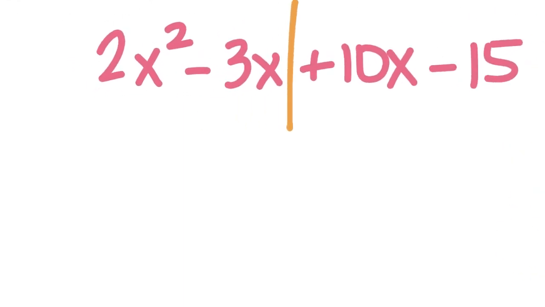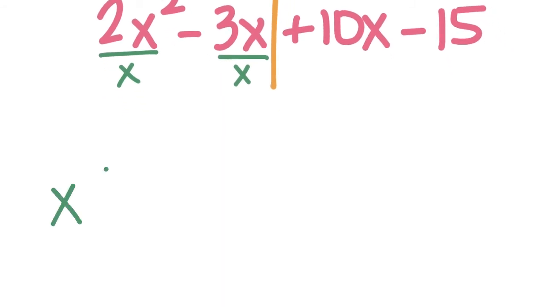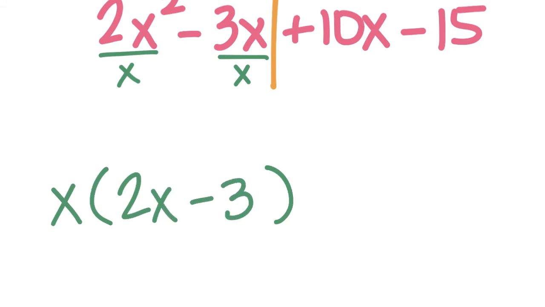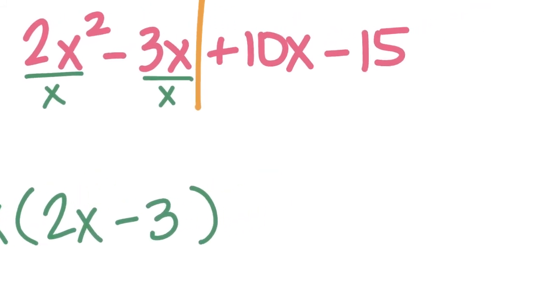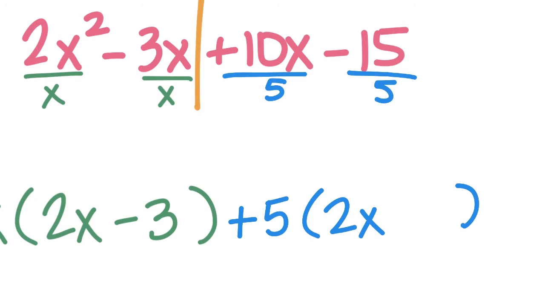And for the first two terms, it looks like the only thing they have in common is the x. So I'm going to write that x down, and then let's say what happens when we divide. So I would have 2x minus 3. Okay, on the other side, they're both divisible by 5. And notice that it's a positive 5, so we're going to write plus 5. And when we divide, 10 divided by 5 is 2x, and 15 divided by 5 is negative 3.